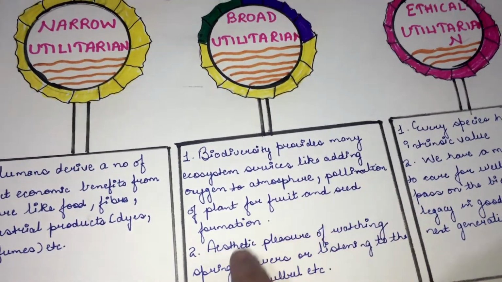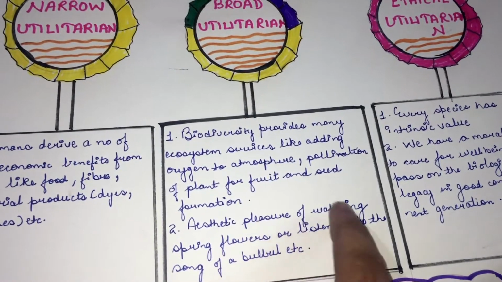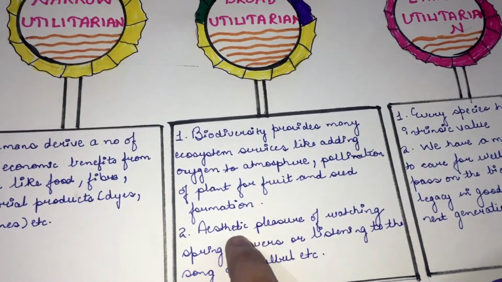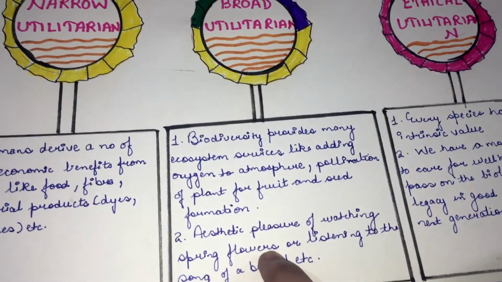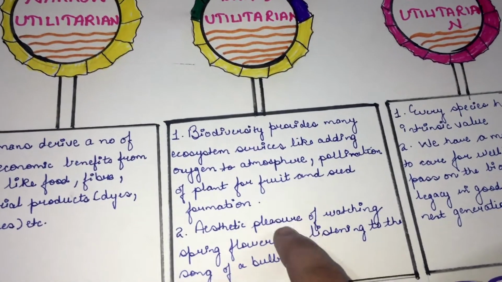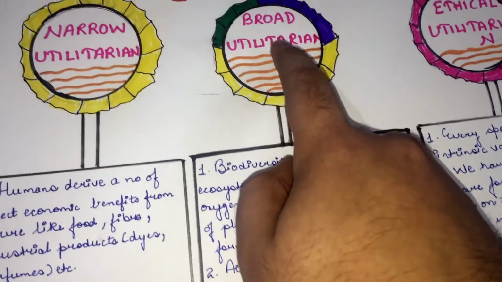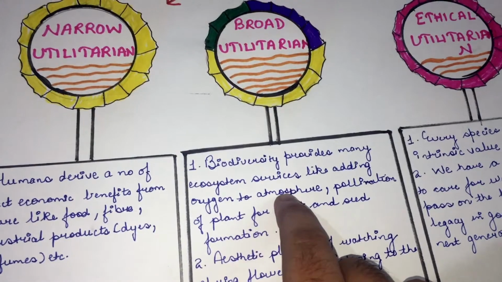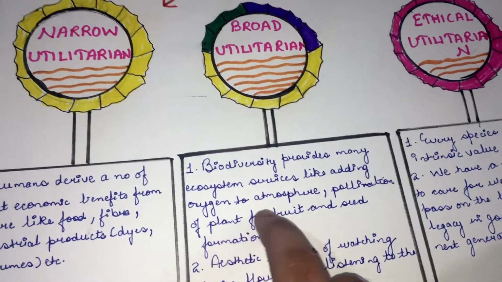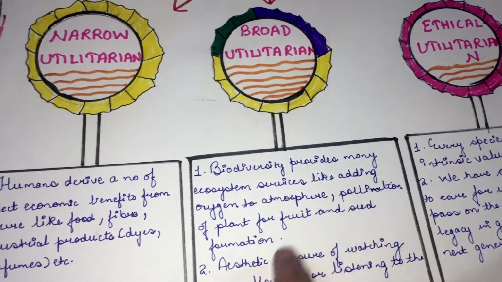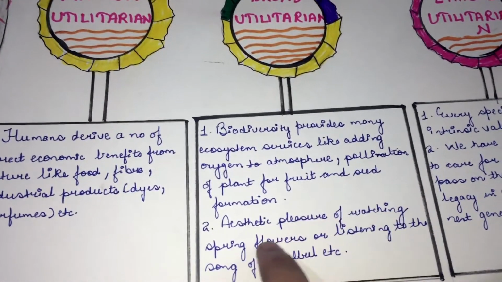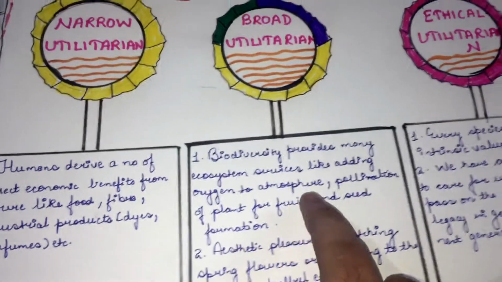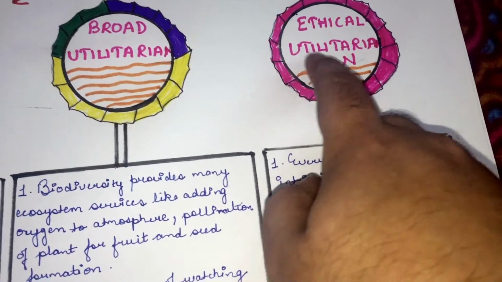Second, the aesthetic pleasure of watching spring flowers or listening to the song of a bulbul is also provided by biodiversity. So under broad utilitarian, we have to cover 2 points. Number one, biodiversity provides oxygen to the atmosphere and helps in pollination of plants, thus giving us fruit and seeds. And number two, the aesthetic pleasure of watching spring flowers or listening to the song of a bulbul is also provided by biodiversity.